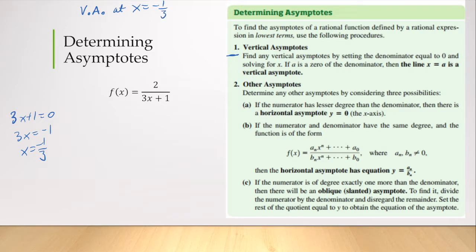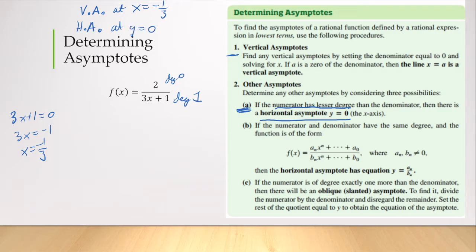Next I need to check for other asymptotes. Okay, let's start with A. If the numerator has lesser degree than the denominator, then there's a horizontal asymptote at y equals 0. Well, my numerator is degree 0, and my denominator is degree 1. So my numerator has lesser degree. I have a horizontal asymptote, which I tend to shorten to HA, at y equals 0.